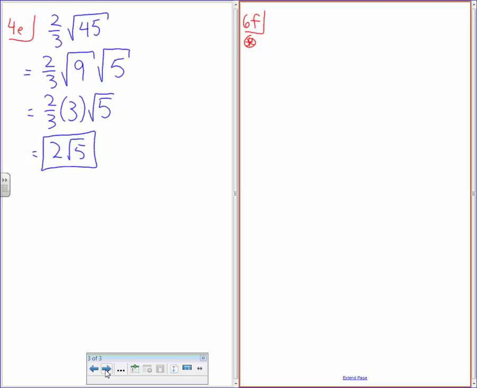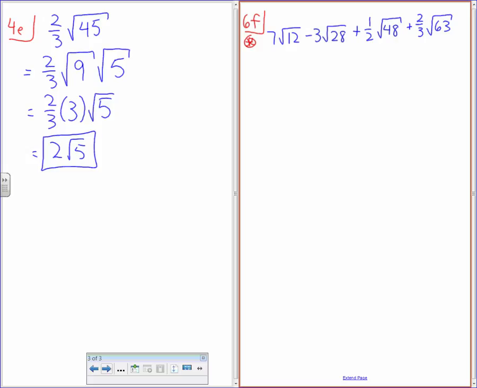6F says 7 root 12 minus 3 root 28. Oh, this makes me giggle just looking at it. Plus 1/2 root 48. Oh my goodness. Plus 2/3 root 63. Doesn't it just make you want to giggle looking at a question like that? Now this one's so cool.